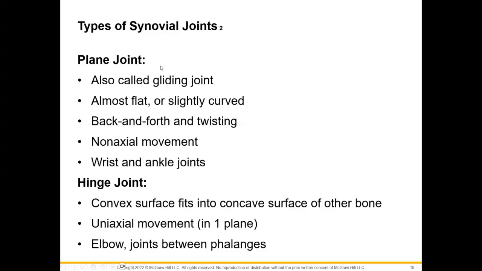Okay, a plane joint. This is also called a gliding joint. They're almost flat or they're slightly curved. They have back and forth and twisting motions. We say it's a non-axial movement. And these you'll find in the wrist and the ankles. Okay, next, the hinge joint. It's a convex surface that fits into a concave surface of other bones. It's uniaxial, which means in one plane, and examples are like your elbow and your joints between your phalanges.